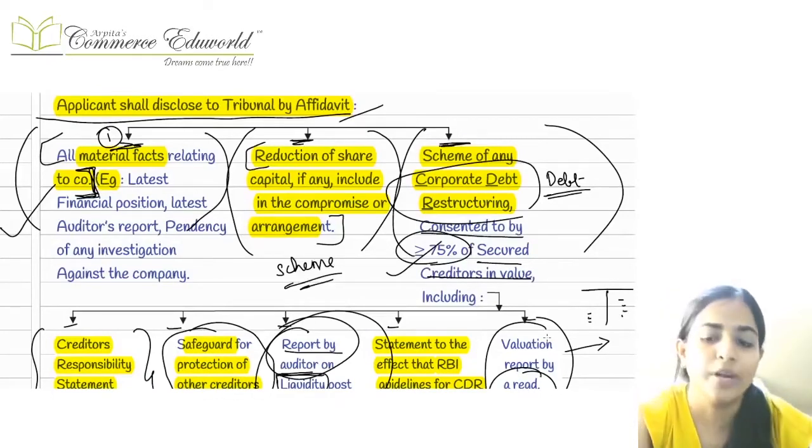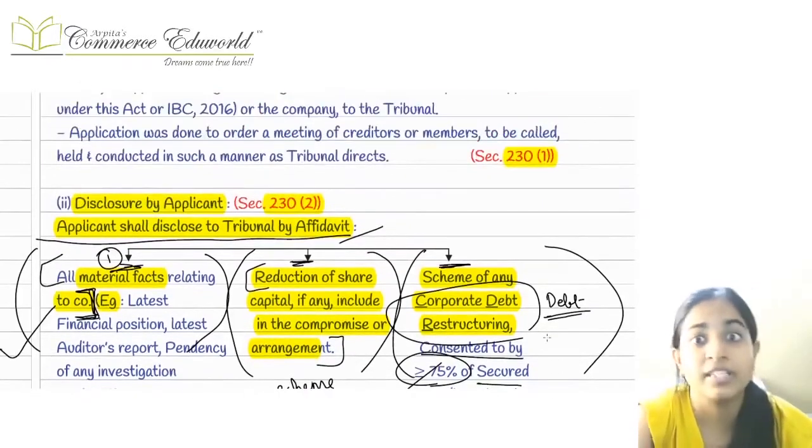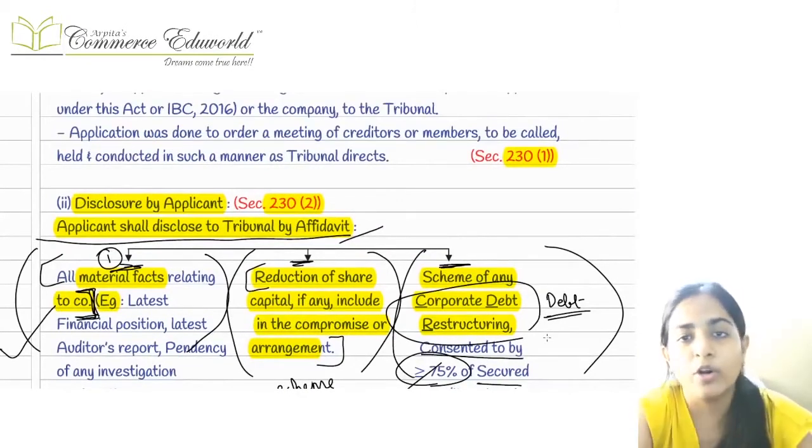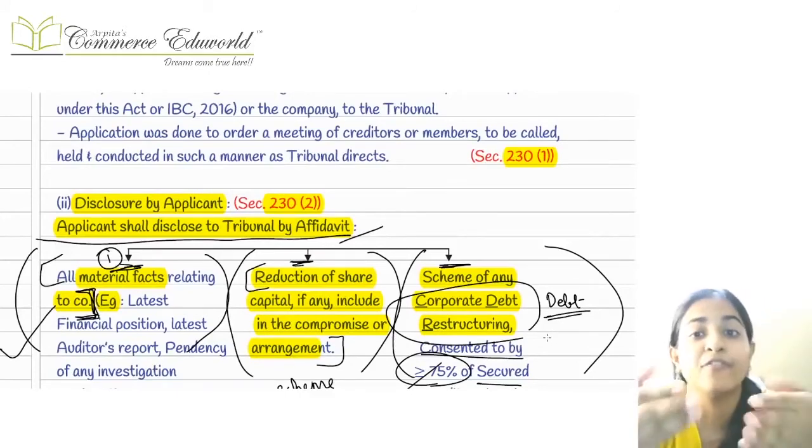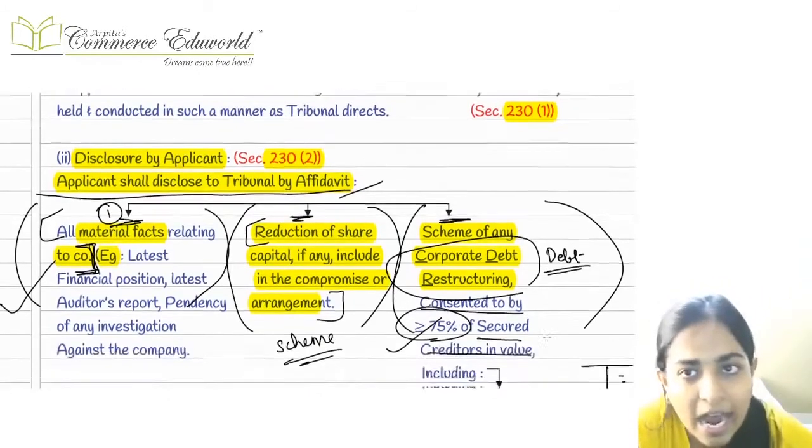Basically, you are making an application to the tribunal seeking their approval for calling the meeting, so that the tribunal allows you to call a meeting for this particular compromise or arrangement.